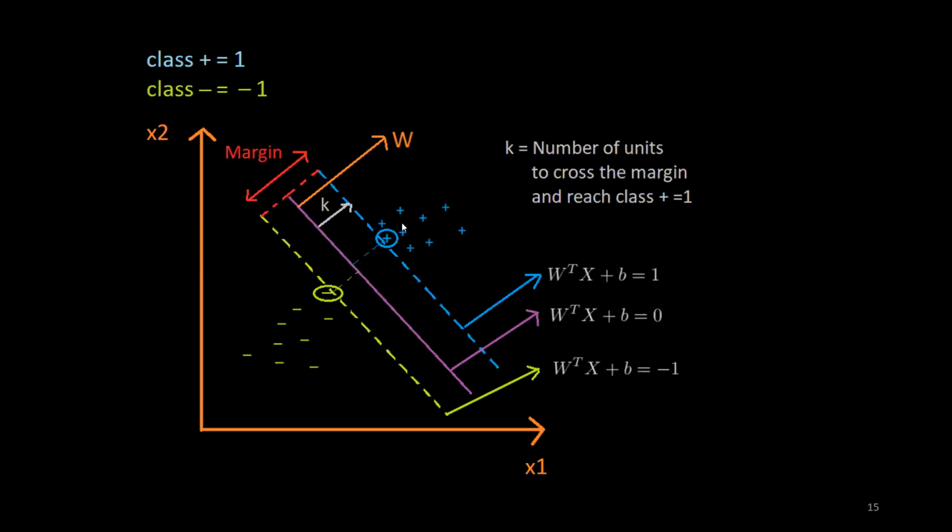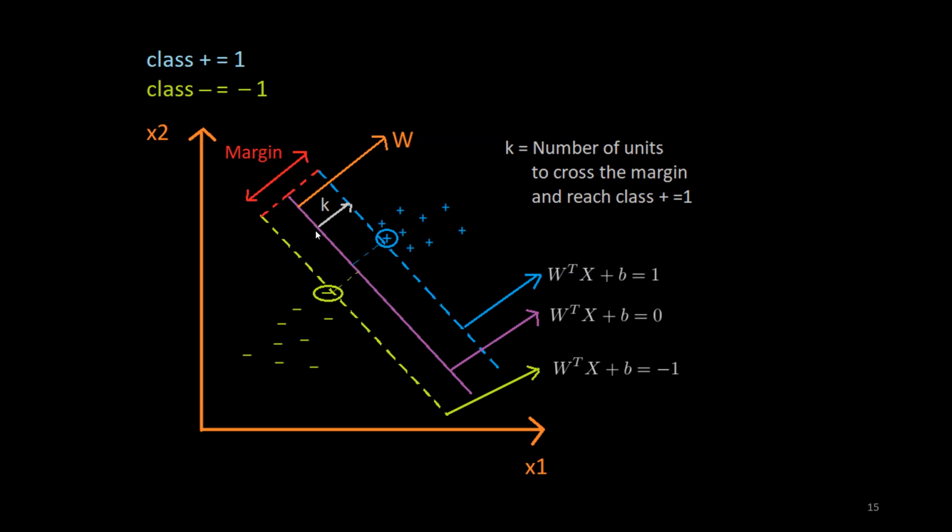Okay, now look at this figure. This is an important figure. Here we are defining a new variable called k, which is the number of units to cross the margin and reach class 1. Now this is our class 1, and this is our class -1. We have denoted the label -1 for the negative samples and +1 for the positive samples. So this is class 1, this is the negative class, and this is our margin.